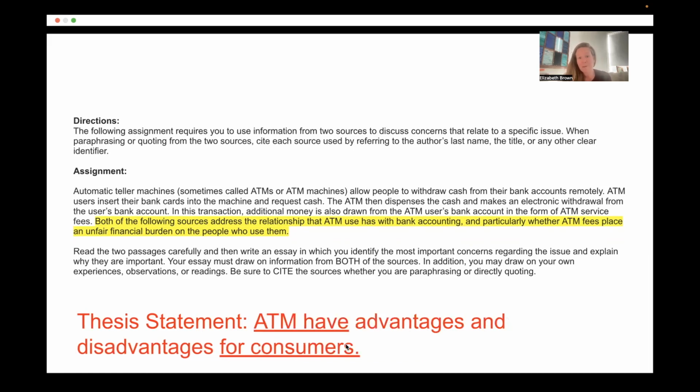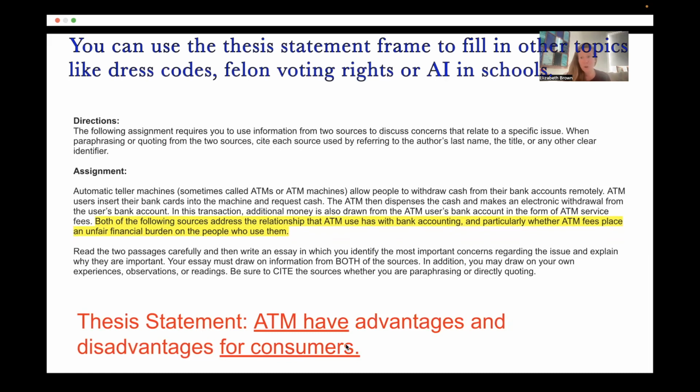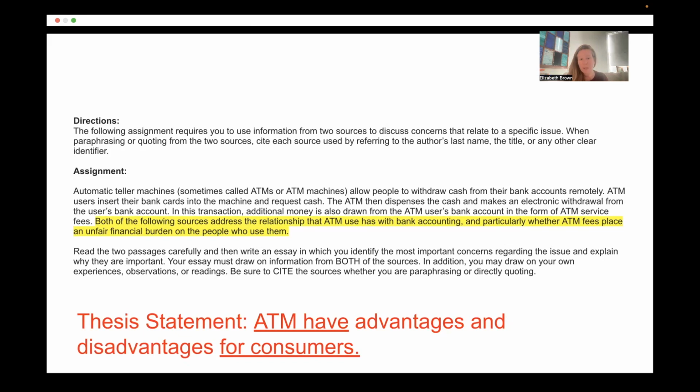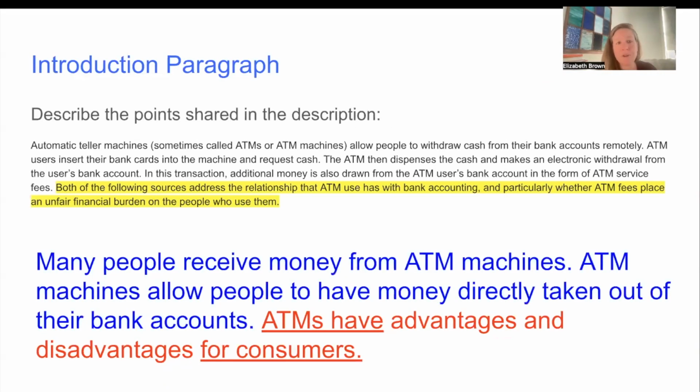If this was an essay about a dress code, you could say dress codes have advantages and disadvantages for students in schools. If this was about felons' right to vote, you could say providing felons with the right to vote has advantages and disadvantages for society. You can plug in whatever you would like, but you can keep the same sentence frame. Now when you want to write your introduction paragraph, you can use some of the information directly pulled from the description of the topic.